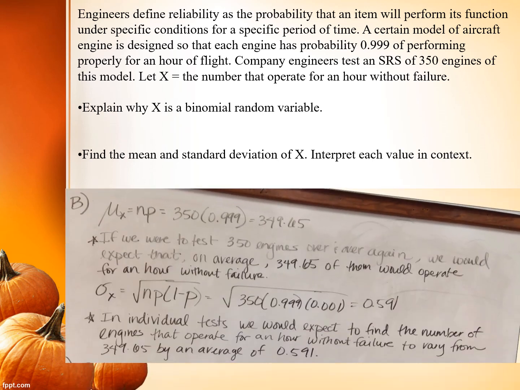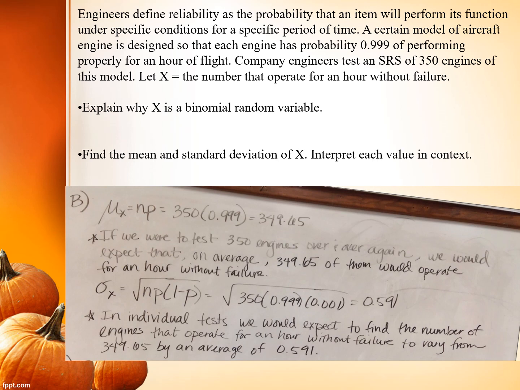Okay, so looking at the answer, I did n times p, so 350 times 0.999, and I get 349.65. So if we were to test 350 engines over and over again, we would expect that on average, 349.65 of them would operate for an hour without failure, which is kind of a funny number. It's like basically most of them.